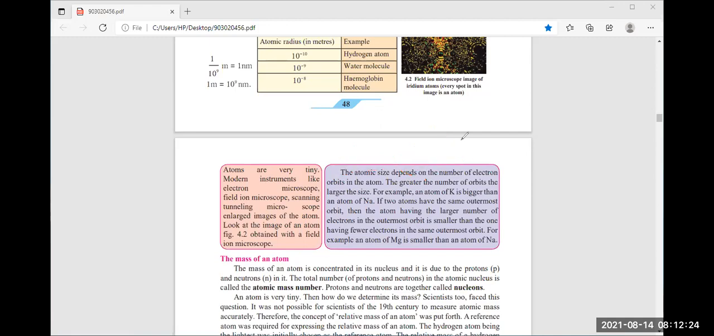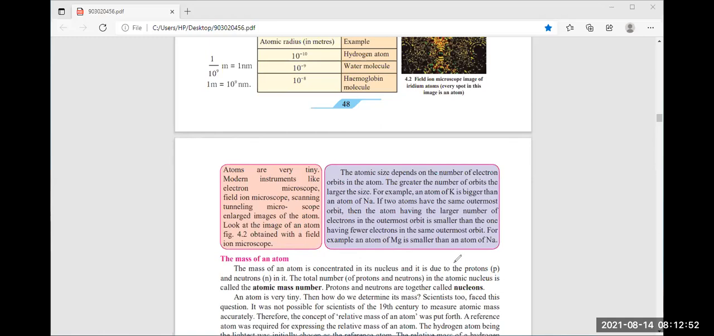Okay. So like this. Now we'll speak about the largest size of atomic mass of the given objects. Suppose like this, we'll take the elements potassium and sodium. So potassium is bigger than the atom of sodium. Remember, if two atoms have the same outermost orbit, then the atom having the larger number of electrons in the outermost orbit is smaller than the one having fewer electrons.